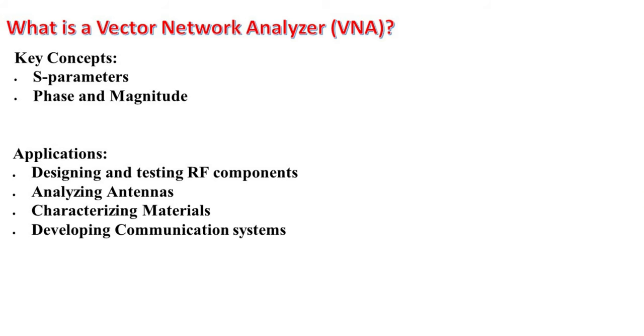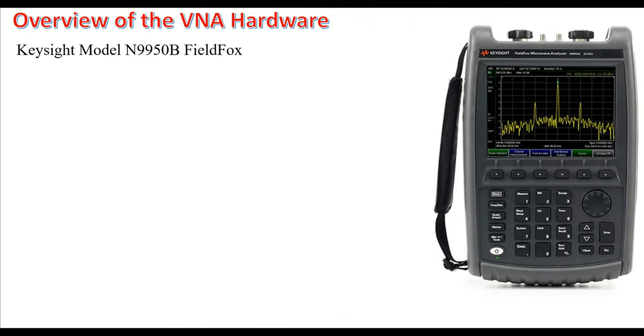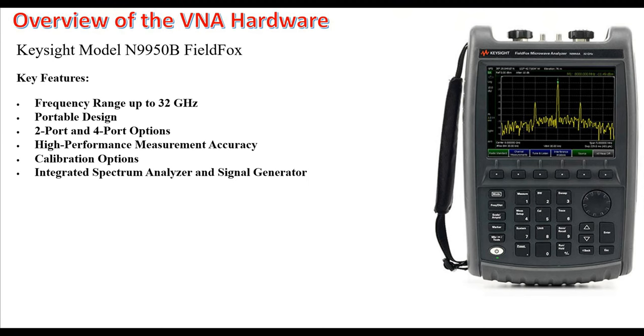developing communication systems. Now, let's take a closer look at the VNA we're using for this tutorial, the Keysight model A995OB FieldFox, which operates up to 32 GHz. This portable VNA is an incredibly versatile tool designed for both lab and field measurements. Let's go over some key features of this specific model and why it's an excellent choice for high-frequency RF and microwave testing.